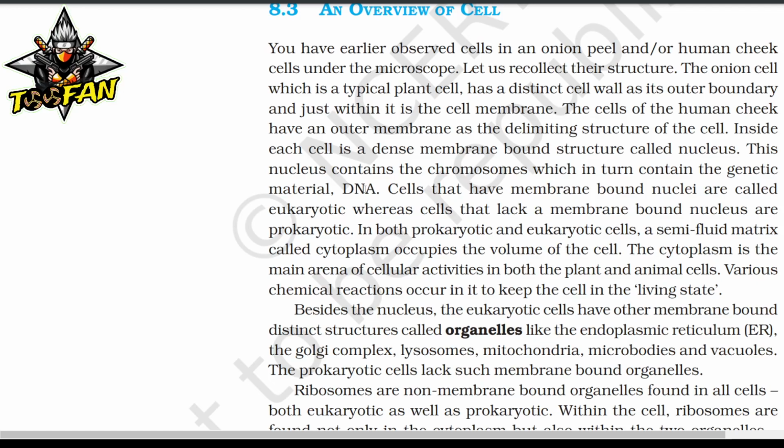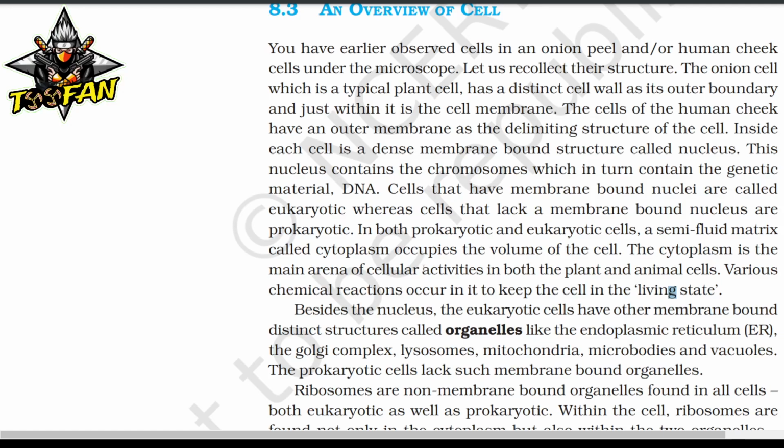Inside each cell is a dense membrane-bound structure called the nucleus. This nucleus contains the chromosomes, which in turn contain the genetic material, DNA. Cells that have membrane-bound nuclei are called eukaryotic, whereas cells that lack a membrane-bound nucleus are prokaryotic. In both prokaryotic and eukaryotic cells, a semi-fluid matrix called cytoplasm occupies the volume of the cell. The cytoplasm is the main arena of cellular activities in both the plant and animal cell. Various chemical reactions occur in it to keep the cell in the living state.